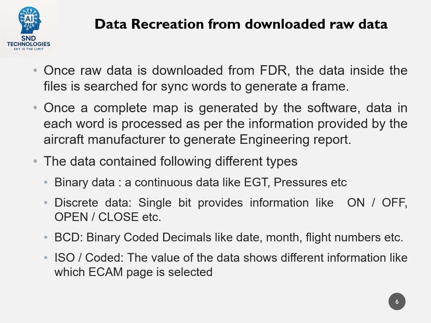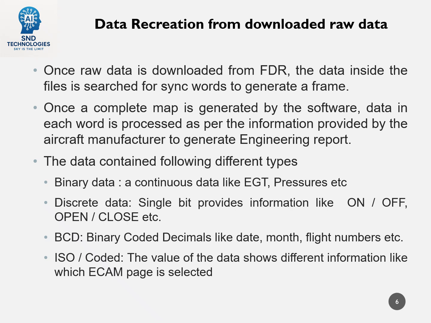So how do we recreate raw data into engineering information? Once the raw data is downloaded from the FDR, the data inside the file is searched for sync words to generate a frame. Once a complete map is generated by the software, data in each word is processed as per the information provided by the aircraft manufacturer to generate the engineering report.